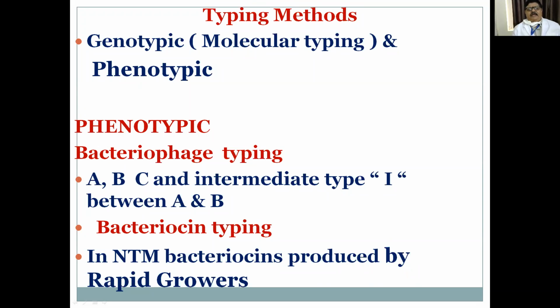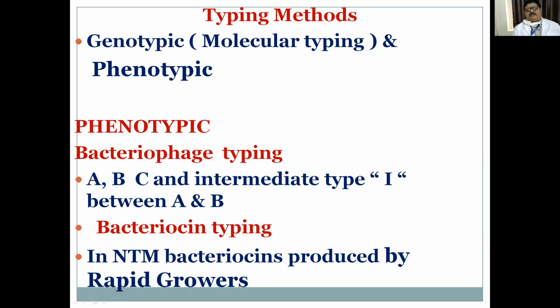So we have A, B, C. That is, just like you say, the ABCs of any topic. So you can say A, B, C are bacteriophage types. And between type A and type B, we have an intermediate type. So that is about the bacteriophage typing.